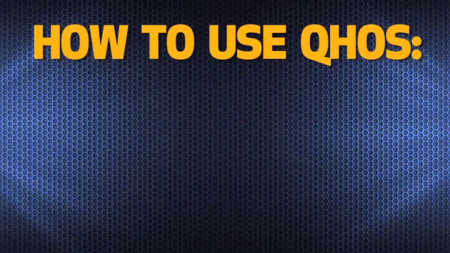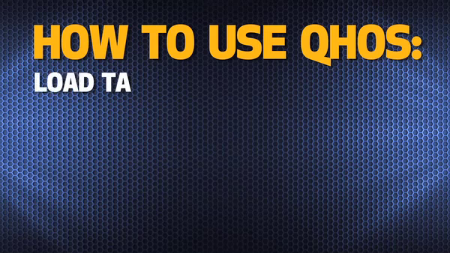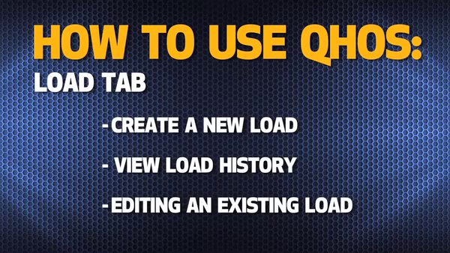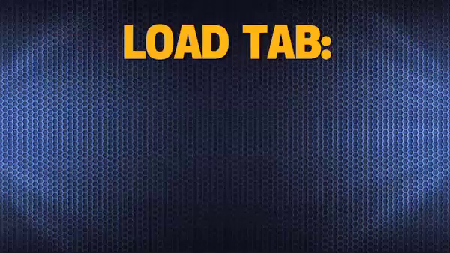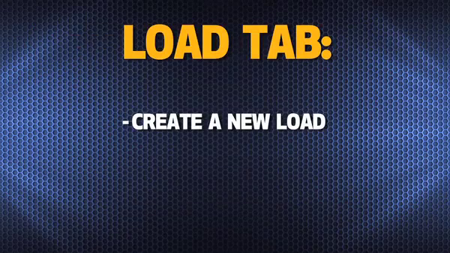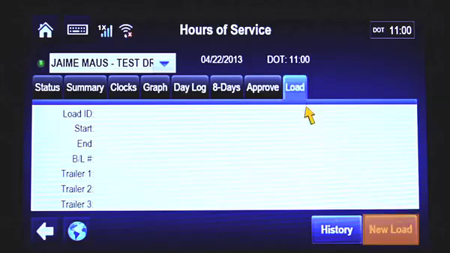The final function of the QHOS system is the Load tab. The Load tab attaches the trip number or numbers to your daily log records. Under this tab, you can create a new load, view your load history, or edit load information. Let's discuss how to create a new load. To create a new load, tap on the Load tab and select the New Load button at the bottom of the screen.